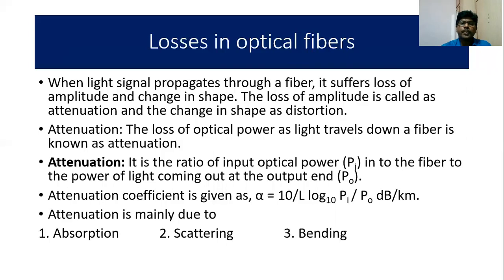Attenuation, the loss of optical power as the light travels down a fiber, is a ratio of the input optical power into the fiber to the power of light coming out at the output end. The attenuation coefficient is given as alpha is equal to 10 by L log to the base 10 of Pi by Po decibels per kilometer, where Pi is the input optical power and Po is the output. Attenuation is mainly due to absorption, scattering and bending. We shall see each of them.